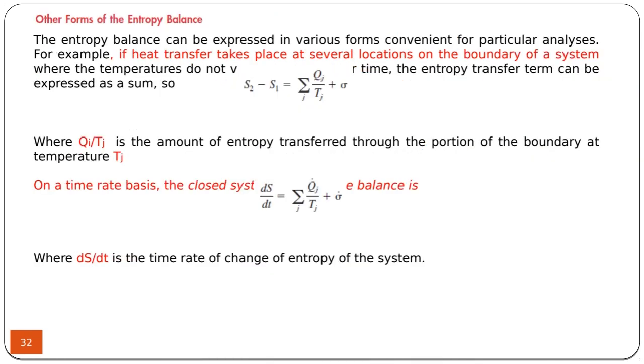If there are many boundaries having different amounts of heat interactions, then the total entropy change of the system is the total heat interaction divided by temperature. Some of them can be positive, some of them can be negative, plus the produced entropy. If the system is reversible, the produced entropy will be zero. On a time basis, per unit time, the first term becomes dS/dt, which is the entropy change per unit time. Then the second term becomes the sum of Q dot, the energy interaction per unit time, divided by T, and sigma dot is the entropy production per unit time.